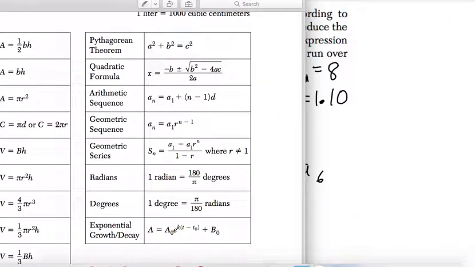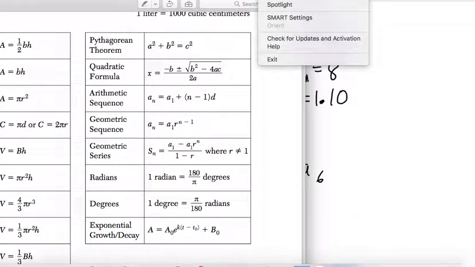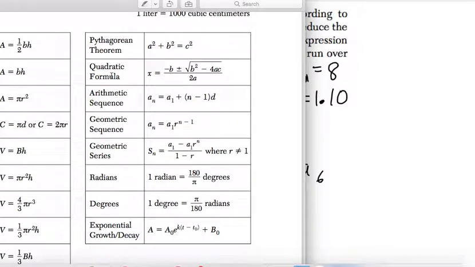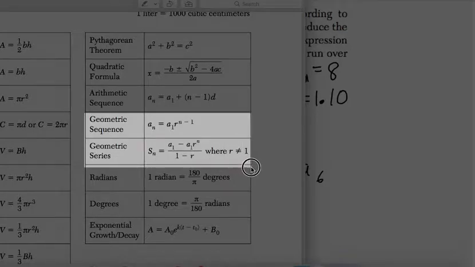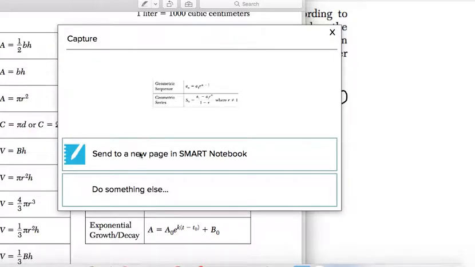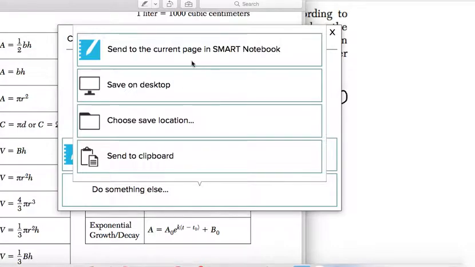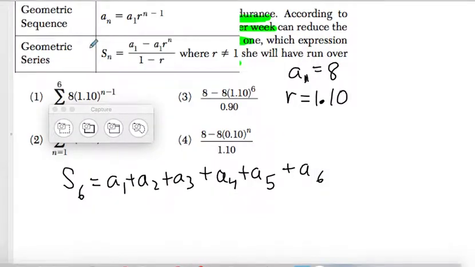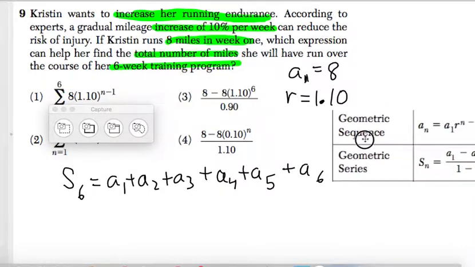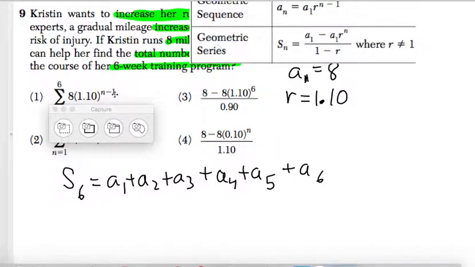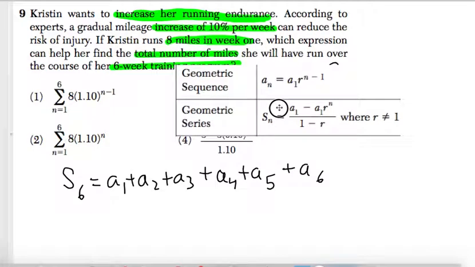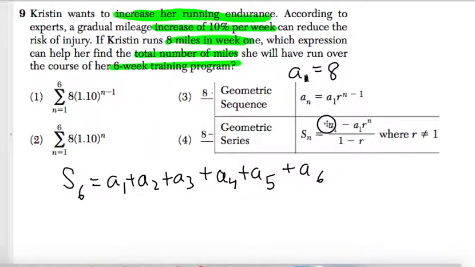And I'm going to just capture it onto our screen. I'm actually going to capture both because we're going to be using both of these, and you'll see why in a second. But first, we're going to start off by using the geometric series, guys, because geometric series is the sum of the terms of a sequence, right? So we'll come back to this in a second.